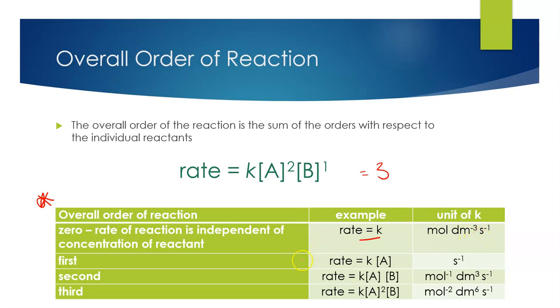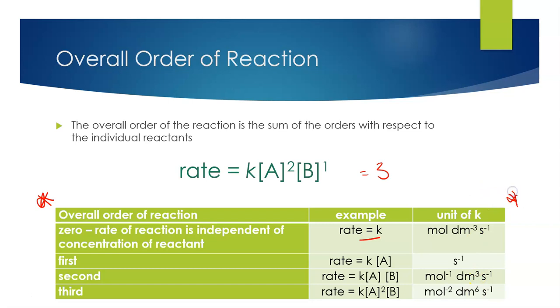If it is a first order reaction overall, the rate will equal k multiplied by the concentration of the reactant, and its units will be s to the -1. If it is second order overall, the rate will be equal to k multiplied by the concentration of A multiplied by the concentration of B, and you will have mole to the -1 decimeter cubed per second. Third order overall will be rate is equal to k multiplied by the concentration of A squared and B multiplied by the concentration of B, with units mole to the -2, dm6, s to the -1.